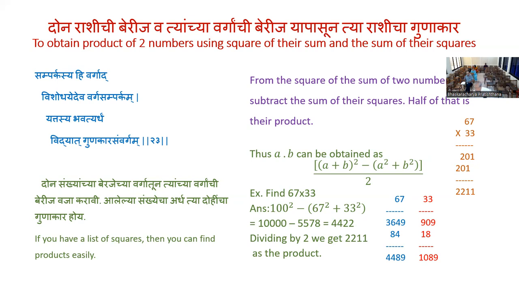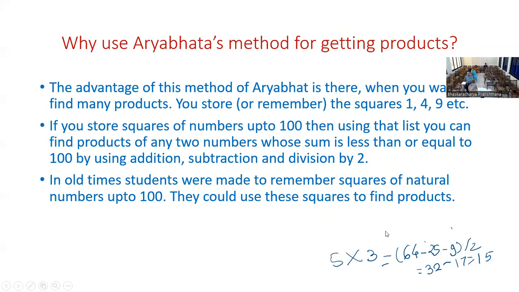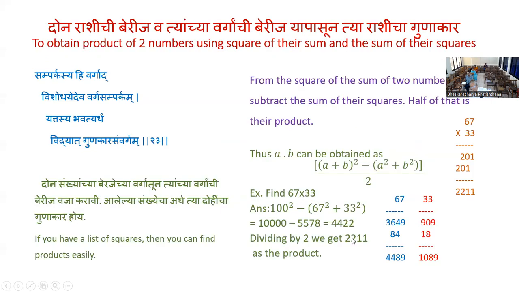You see that 67 square here is obtained in a short way. 67, 7 square is 49, 6 square is 36. And you take the product of these two, that is 42, multiply by 2, so 84. And the sum of these is 4489. Similarly 33 square is 1089. Their sum is equal to 5578. That you subtract and you get 4422. So this is another way. Sometimes it is very useful if you know the squares of numbers.